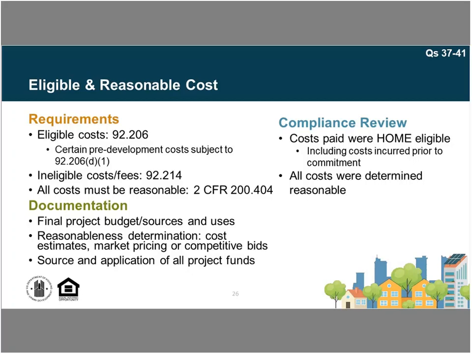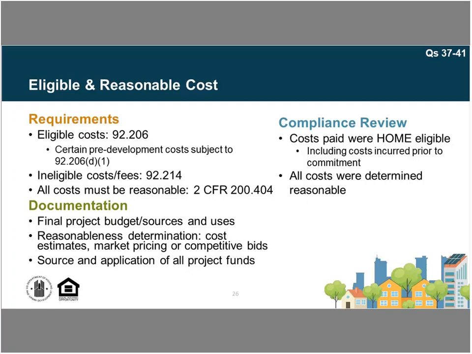So the documentation to show these is obviously you want to have the project budget sources and uses that show the costs, that show which costs HOME has been allocated to pay, that you have reviewed all those costs and determined them to be reasonable based on one of those methods that I discussed, and that there is an adequate accounting paper trail to show the source and application of all project funds, especially the HOME funds, that they have in fact been disbursed for eligible costs.